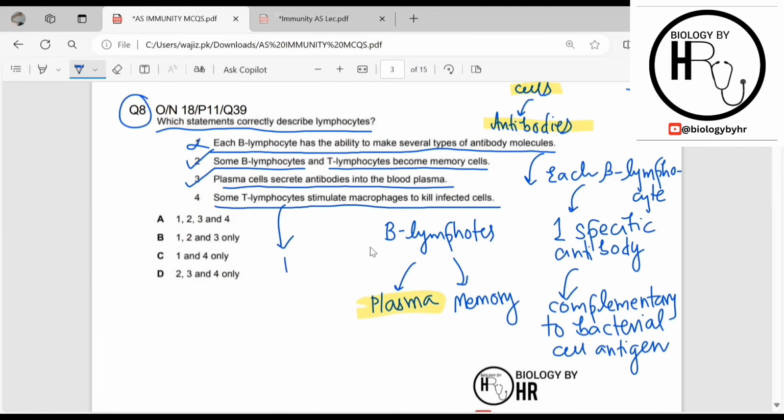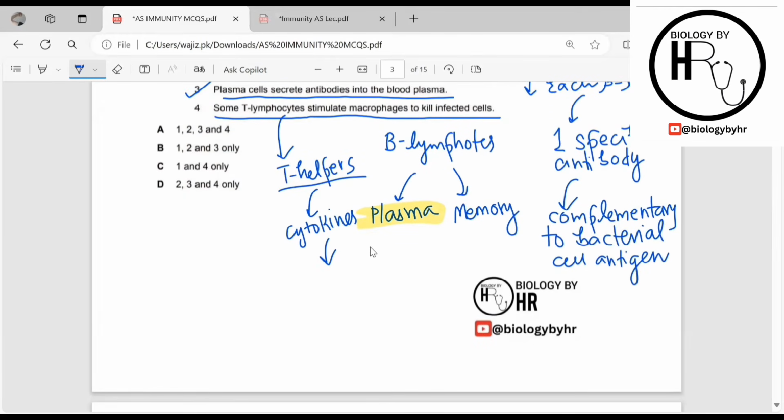So we have studied about the T helper cells initially in this lecture. What do the T helper cells do? They release the chemicals known as the cytokines, right? If you guys remember, the basic purpose of the T helper cell to release the cytokines is that it stimulates the response of the B lymphocytes as well as the macrophages.